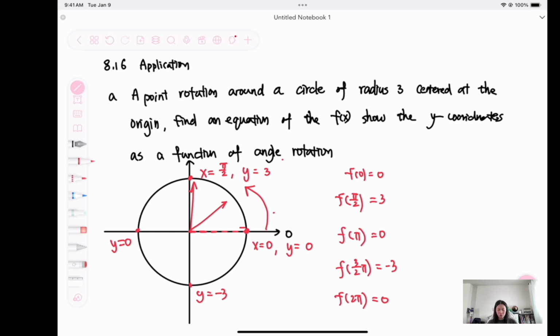So when you look at this function, what do you think it is, sine or cosine? Since they started from 0, this is going to be a sine function, sine x. And what do you think the amplitude is? Usually the sine function is on a unit circle, which means the radius is equal to 1. But right now the radius is equal to 3. So that means the amplitude is 3. So that's our function: f(x) equals 3 times sine x.